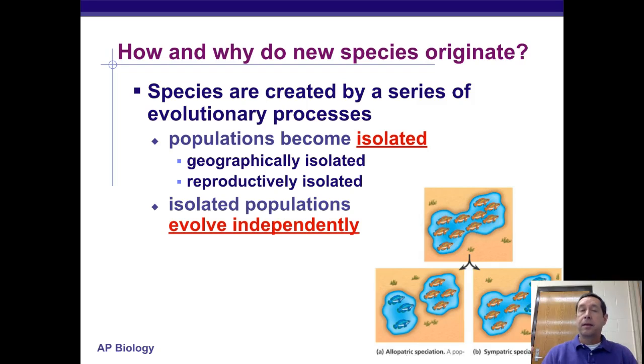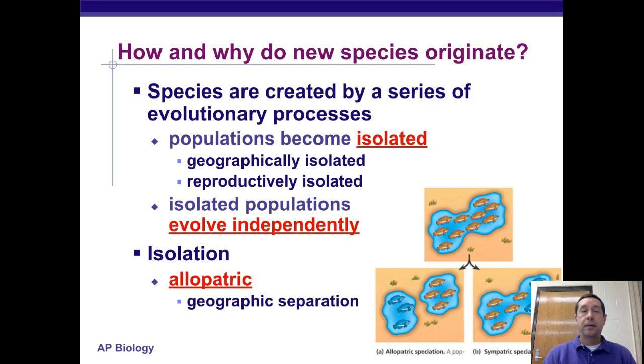And then separation by itself isn't enough to create new species, but there have to be different selective pressures in the groups that cause them to evolve independently to the point where they are no longer able to reproduce. So you have allopatric isolation, where you have physical, geographical separation, and sympatric, where they still live in the same area, but something else is separating them.